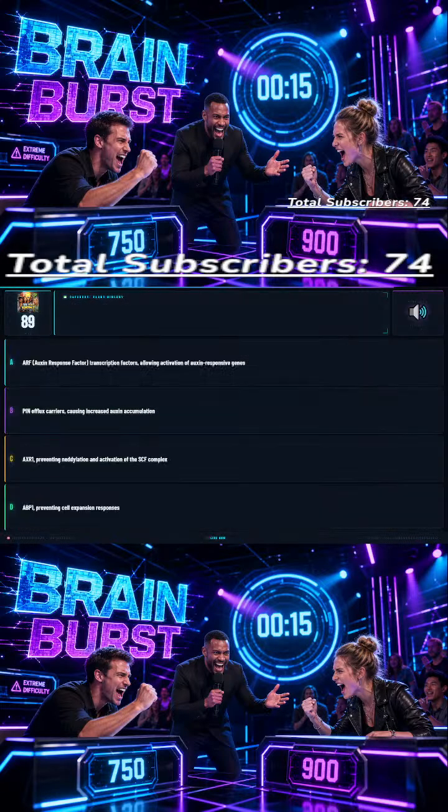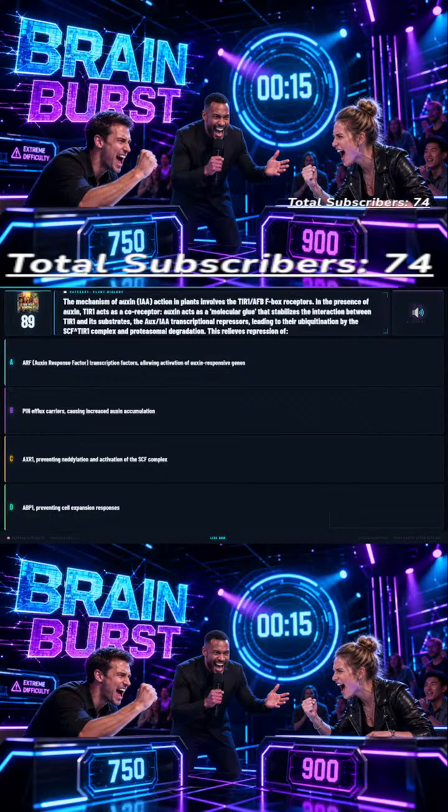Question 89. The mechanism of auxin, IAA, action in plants involves the TIR1/AFB F-box receptors. In the presence of auxin, TIR1 acts as a co-receptor. Auxin acts as a molecular glue that stabilizes the interaction between TIR1 and its substrates, the Aux/IAA transcriptional repressors, leading to their ubiquitination by the SCF-TIR1 complex and proteasomal degradation. This relieves repression of: Option A, ARF, auxin response factor, transcription factors, allowing activation of auxin-responsive genes.